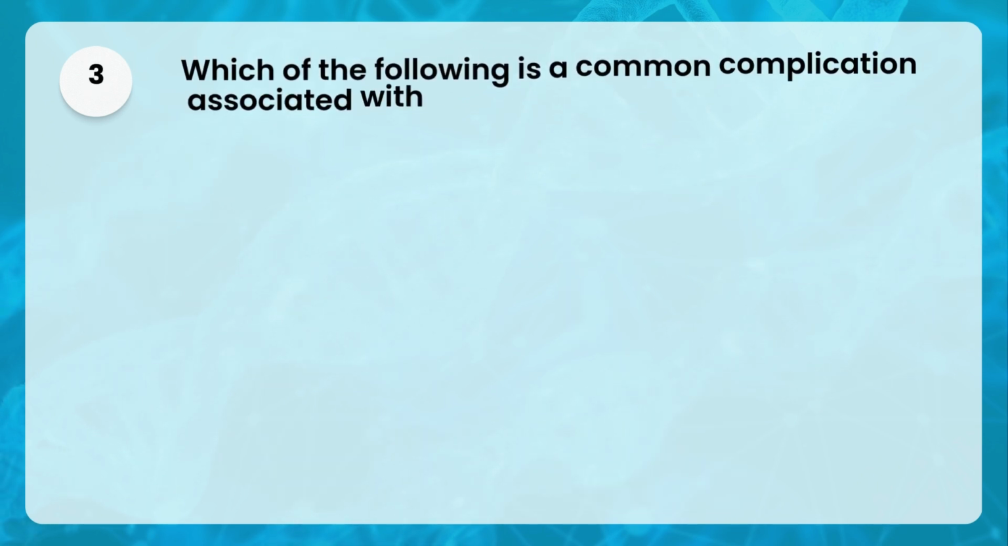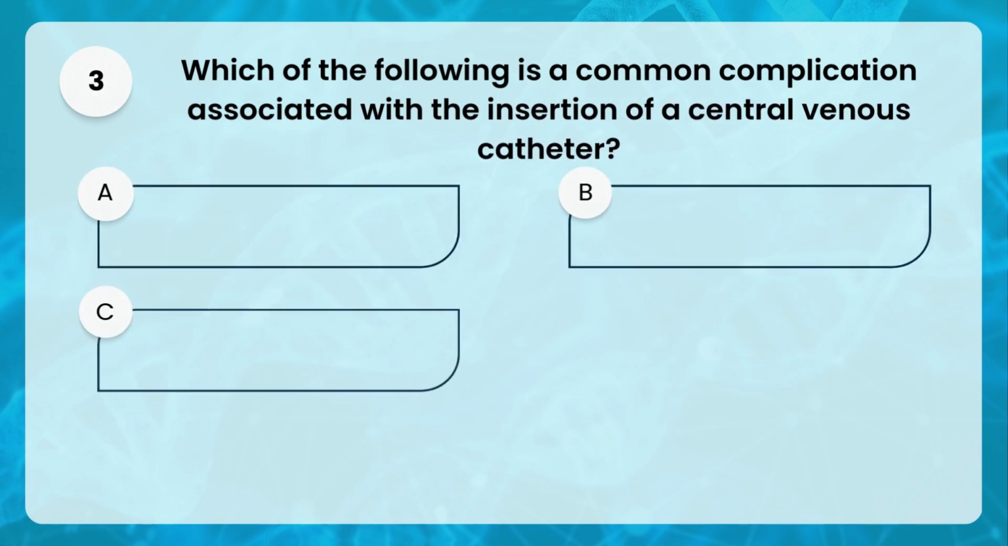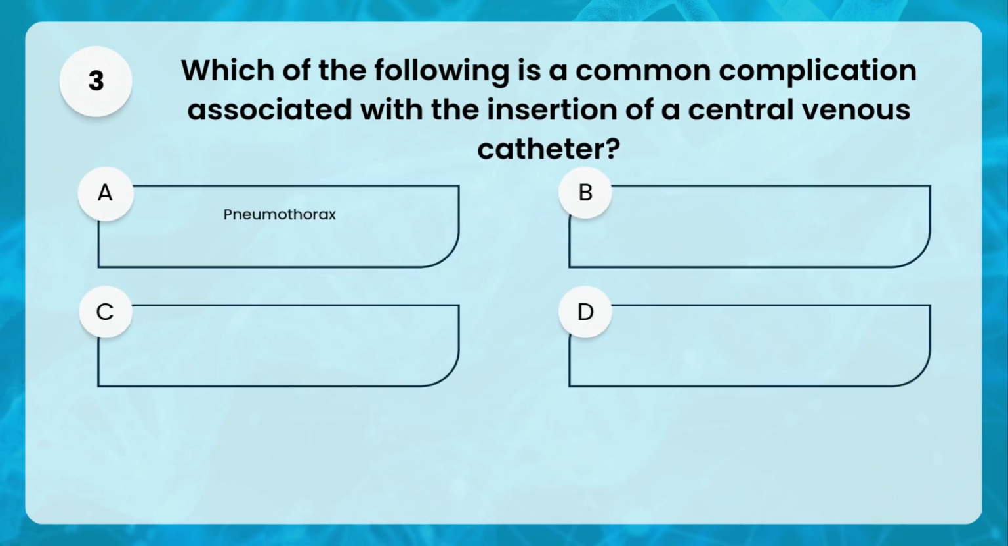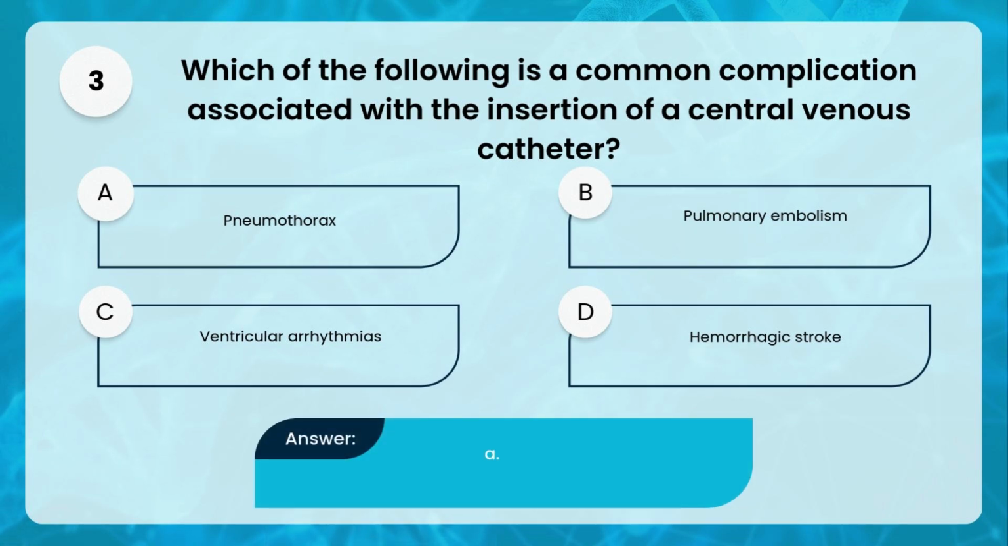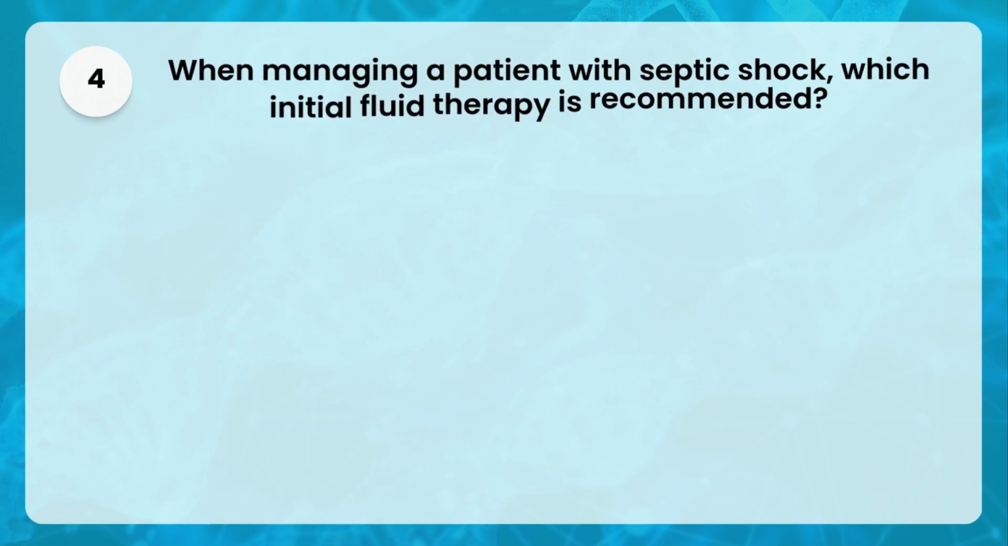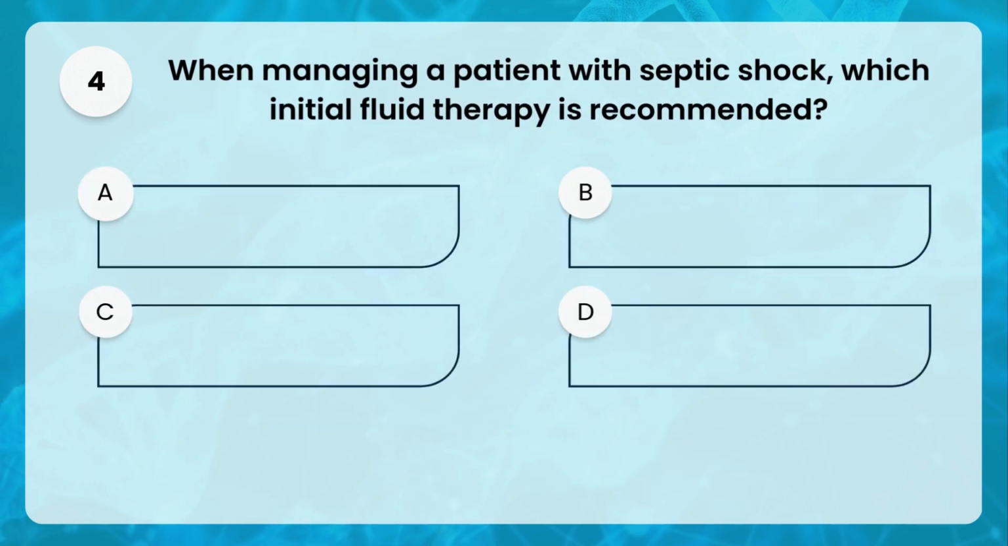Number 3. Which of the following is a common complication associated with the insertion of a central venous catheter? A. Pneumothorax. B. Pulmonary embolism. C. Ventricular arrhythmias. Or D. Hemorrhagic stroke. The answer is A. Pneumothorax.